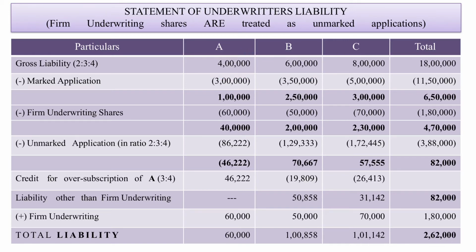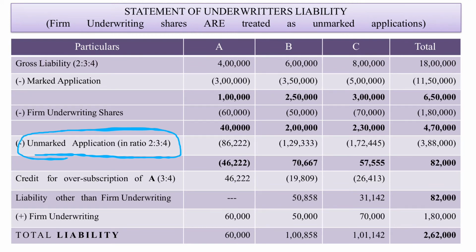We know that the underwriters have already applied for a few shares, that is by way of marked applications. So we will deduct them from gross liability. After this, we will deduct the firm underwriting shares, that is those shares which the underwriters will anyway subscribe to. As the purpose of this solution is to calculate the liability of underwriters, we have to eliminate all those shares which have already been subscribed.